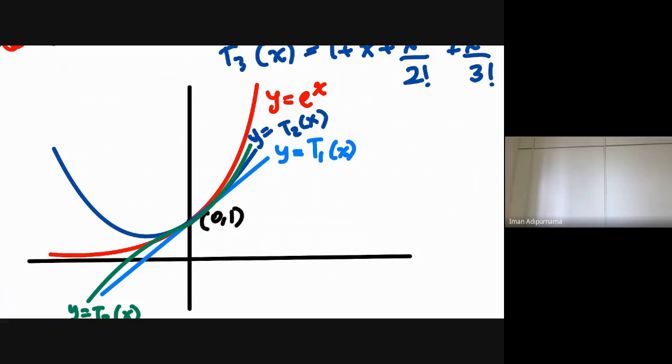So the partial sums, if you increase n, will be approaching the e to the x. If you have free time, you can try it in a graphing calculator or some websites. Try just putting in the equations, and you will see the graphs approaching this e to the x.